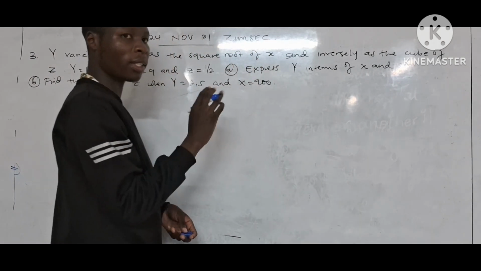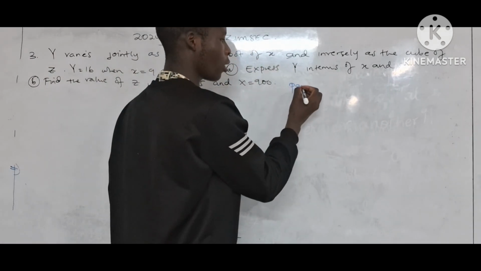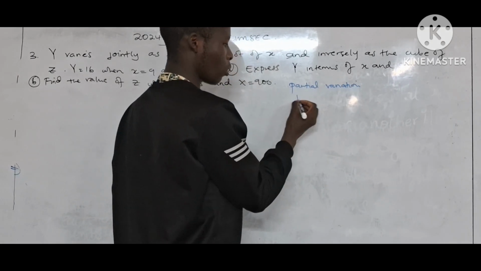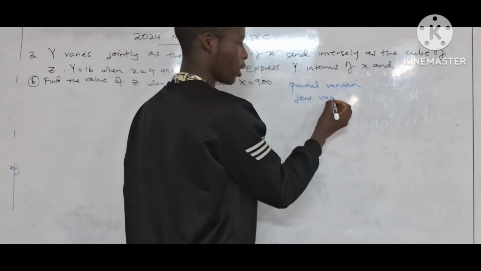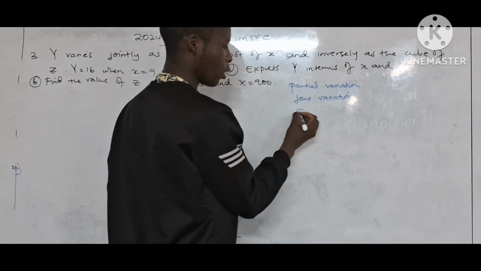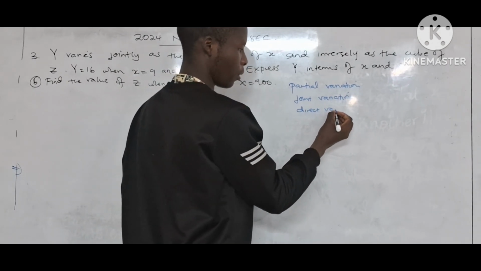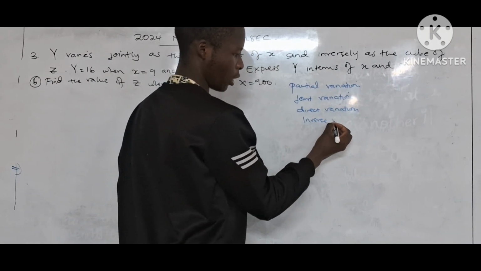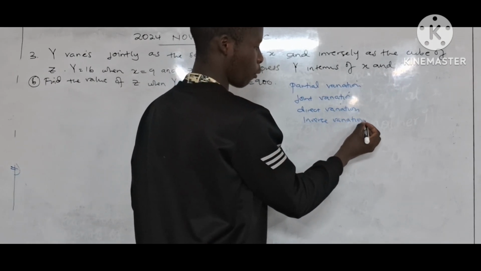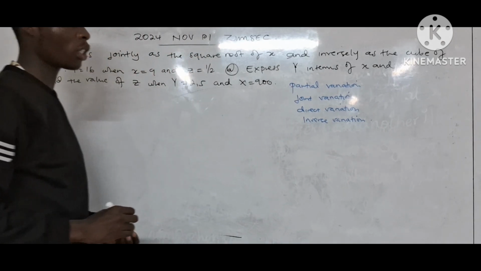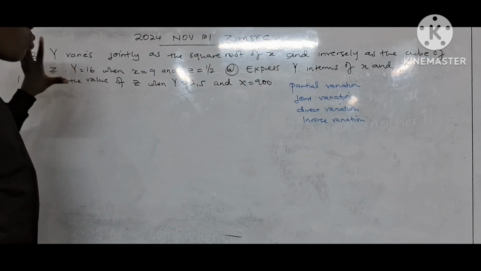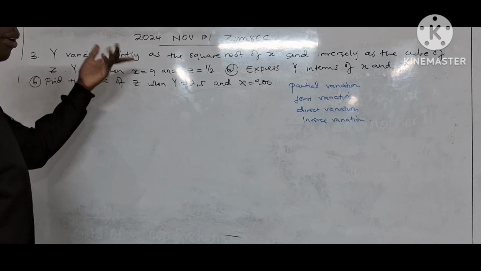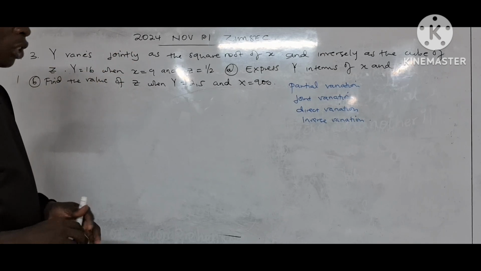Okay, so this question is coming from variation. We have what we call partial variation. We also have joint variation, direct variation, and inverse variation. So these are the 4 types of variation that we have. If a question is given, you are supposed to identify the type of variation. In this case, it's joint variation.